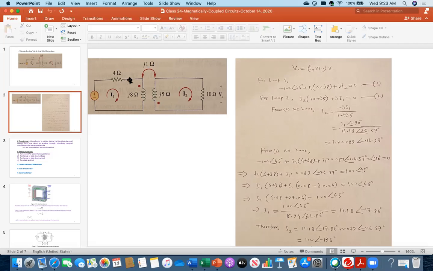Because you see, I1 current is flowing through this coil, I2 current is flowing through this coil. So there is some common linkage through the flux, through the magnetic field. There is some common link. That is this one. There is no electrical connection. They are connected only magnetically. That's why you cannot do I1 minus I2.